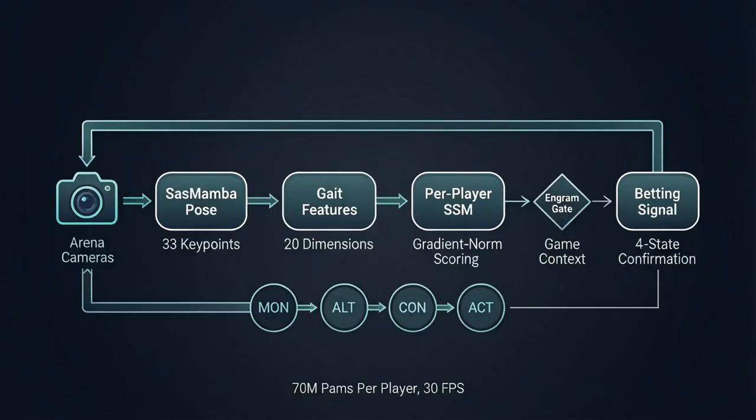Under the hood, a multi-scale state space model per player. Dual resolution, stride level patterns and game arc trends, processed simultaneously. An Engram-style conditional memory layer from DeepSeek's January paper gates what normal means by game context: back-to-back, minutes played, score differential, and gradient norm scoring. The model's own surprise is the anomaly signal, all running at 30 frames per second.